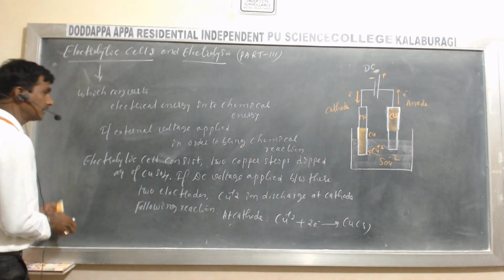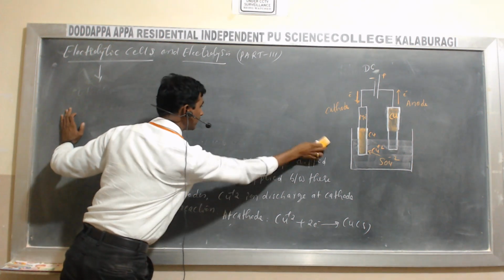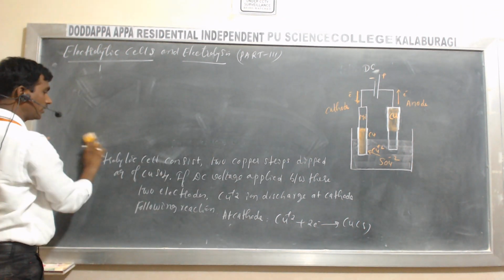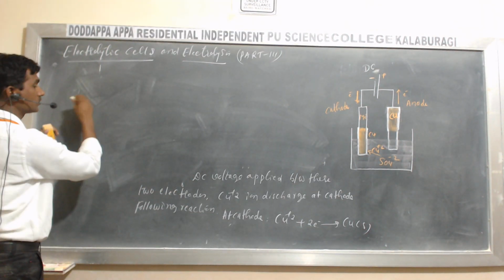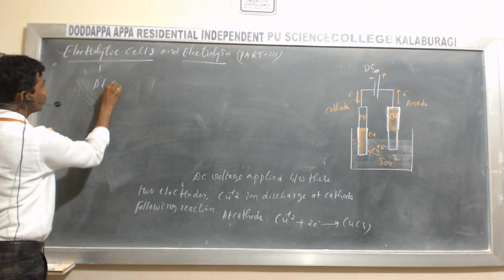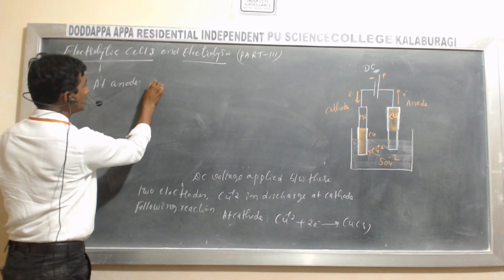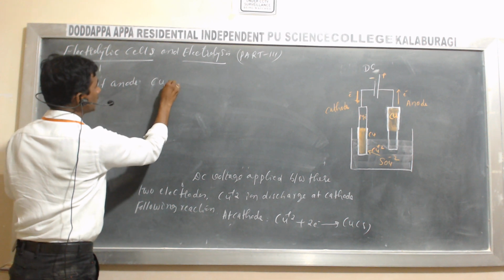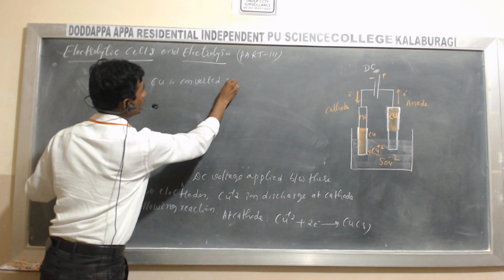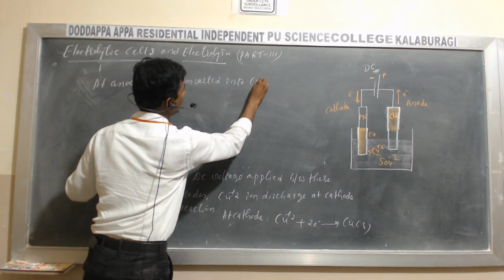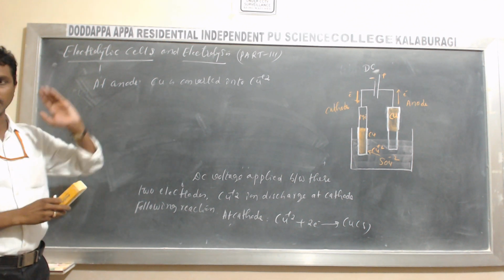The cathodic reaction is over. The next is the anodic reaction at the anode. So at the anode, the copper is converted into copper plus 2. Cu is converted into Cu plus 2.